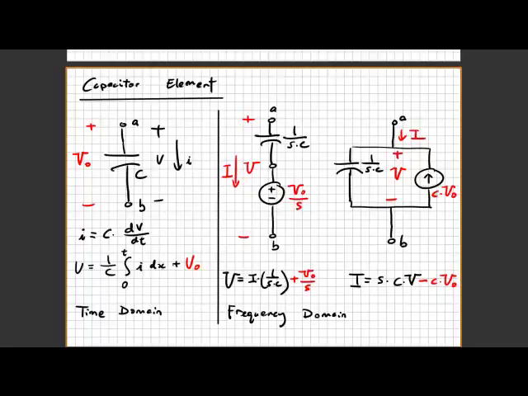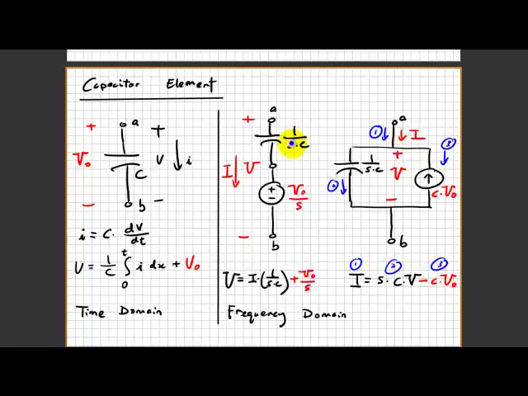I'm going to use this blue color to indicate the current flowing into this and that, and that's actually the term: 1, 2, and 3.